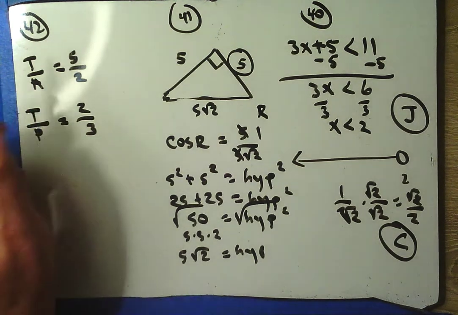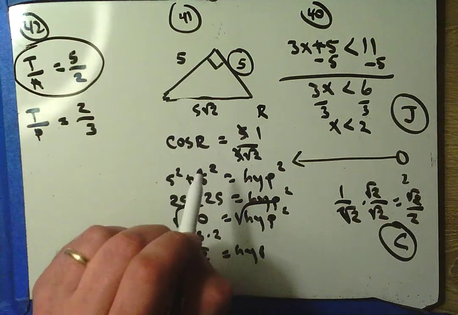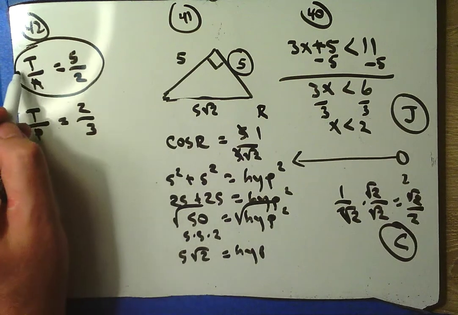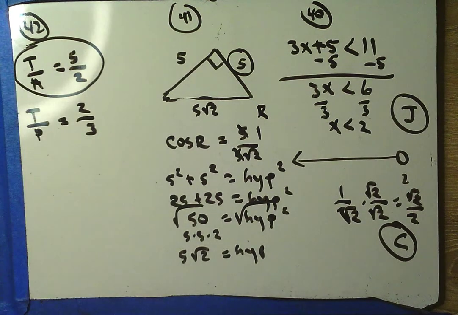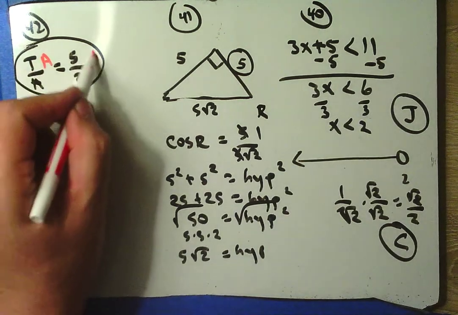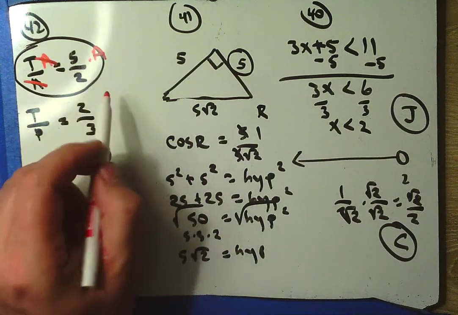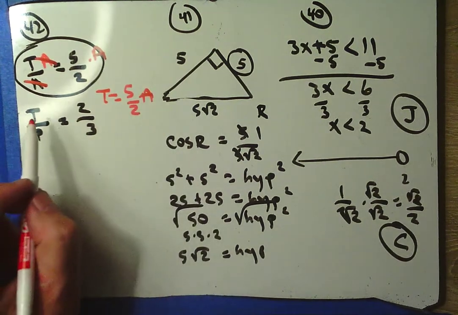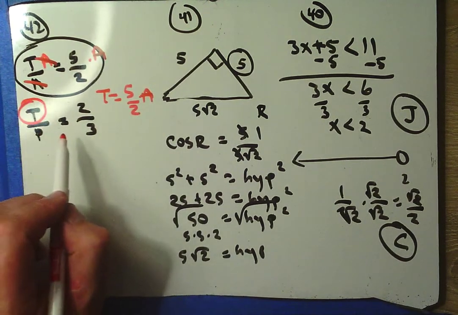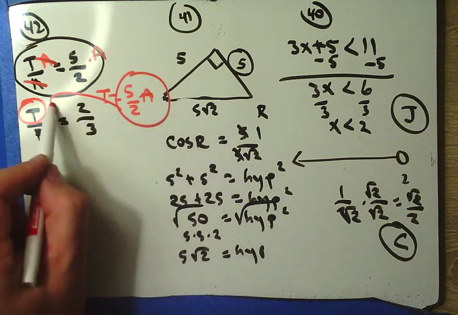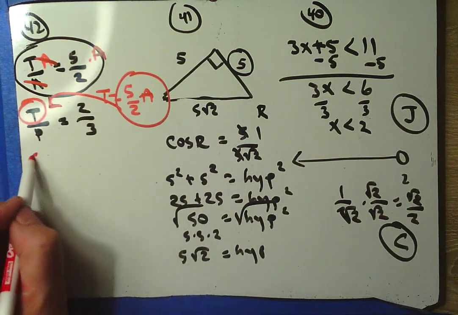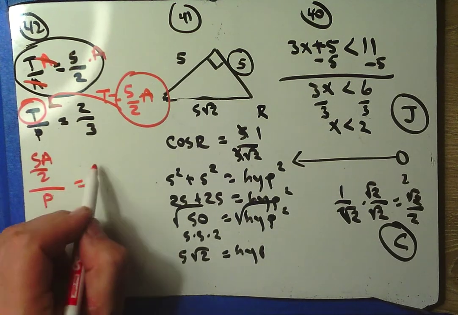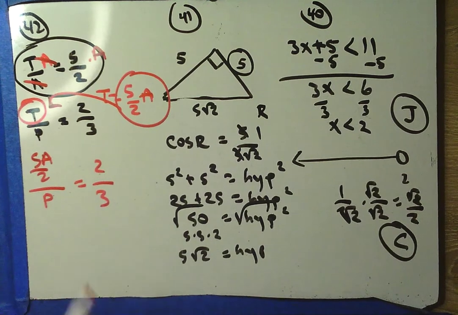Okay, well, let's take this equation and solve it for t. I'm going to call that my helping equation. And I'm going to multiply both sides of this equation by a, so that I see that t equals 5/2 a. Now, where I see t in my other equation, I'm going to replace it with 5/2 a. So I have 5/2 a over p equals 2/3.